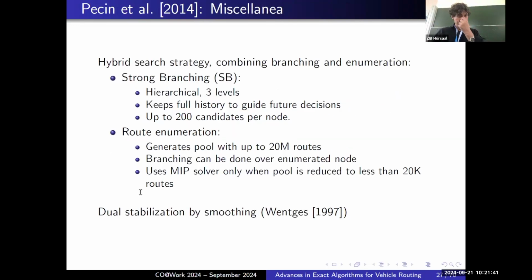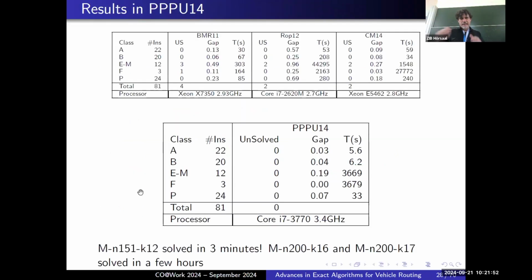And you branch. There is hierarchical strong branching. There is this concept of route enumeration. There is a trick for convergence, dual stabilization. Okay. And the results are much better if you compare here. So the gaps are very small. The root gaps are very small. Okay, here 0.003. So this was solved in 3 minutes, and the remaining could be solved in a few hours.